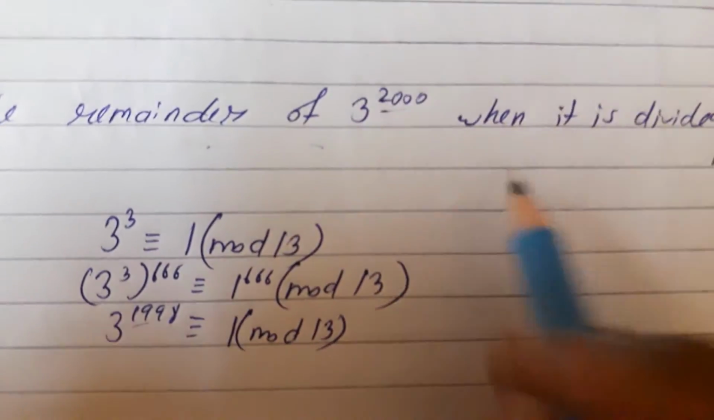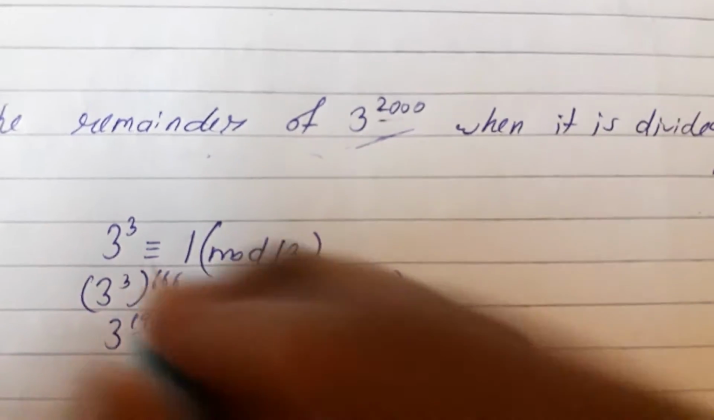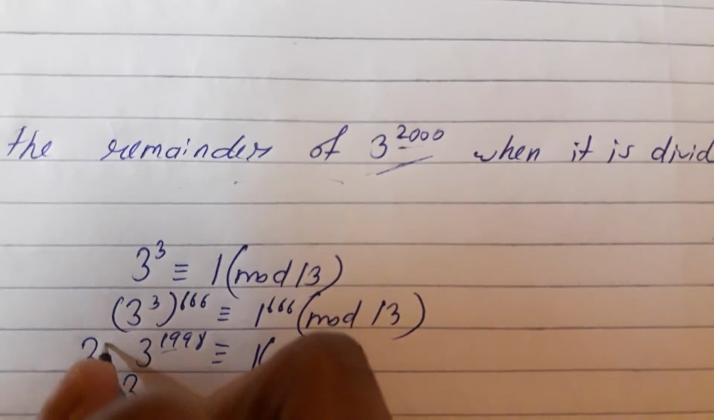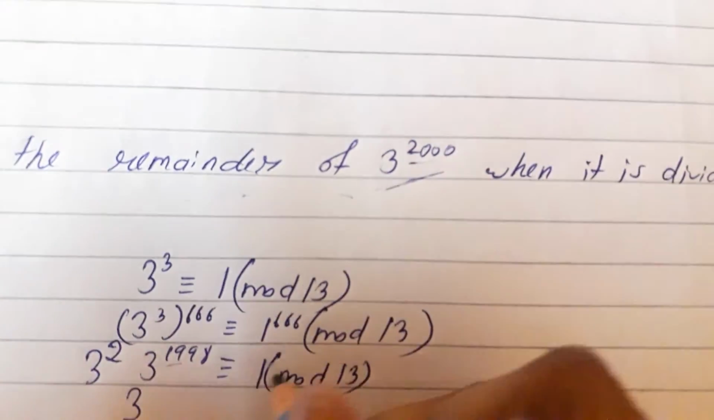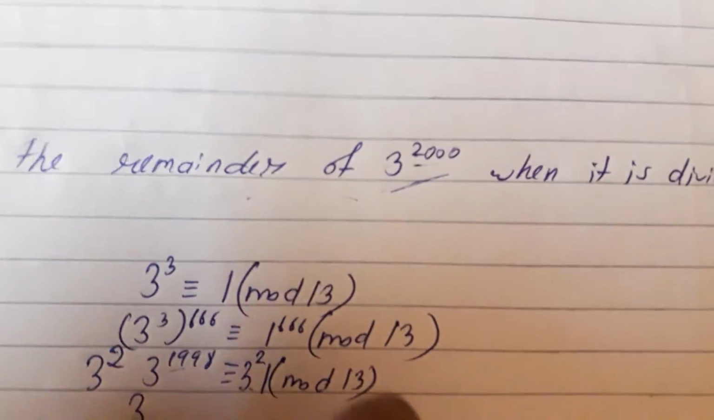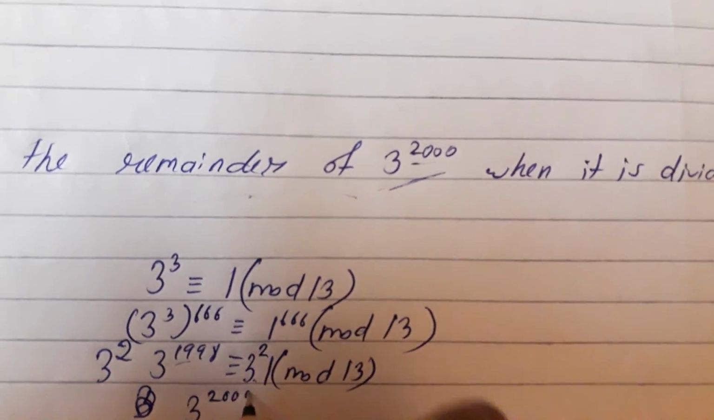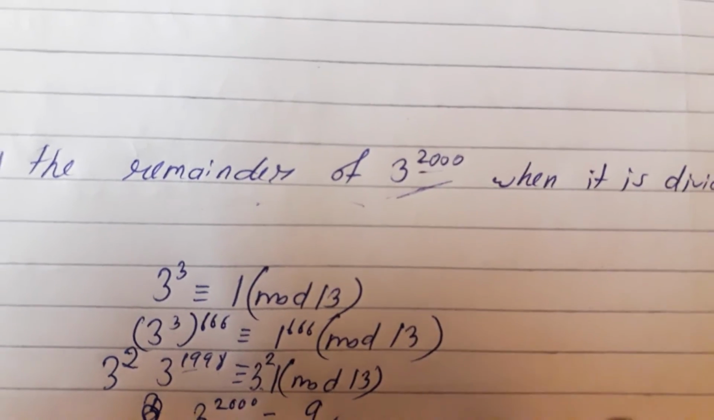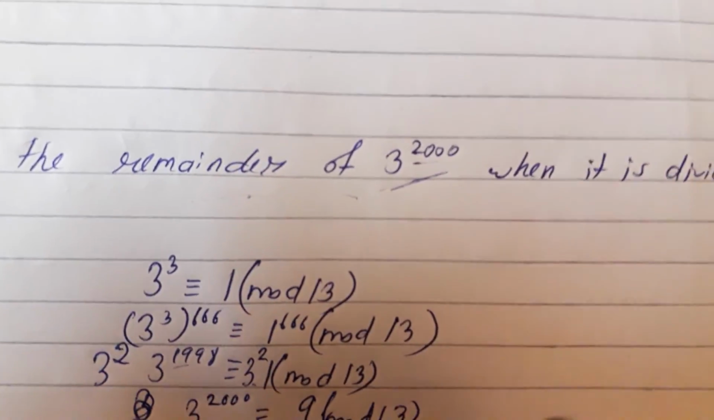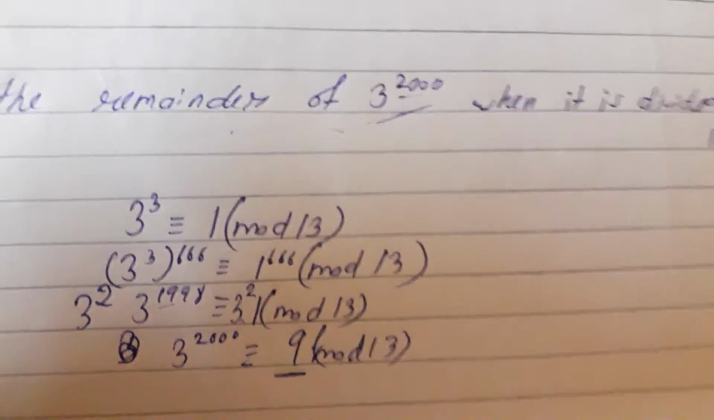Now see, here 3 to the power 2000 is given, so we have to multiply on both sides by 3 squared. Here also 3 squared and here also 3 squared, so you'll get 3 to the power 2000 congruent to 9 mod 13. In this case the answer is 9. Okay, I think you have understood.